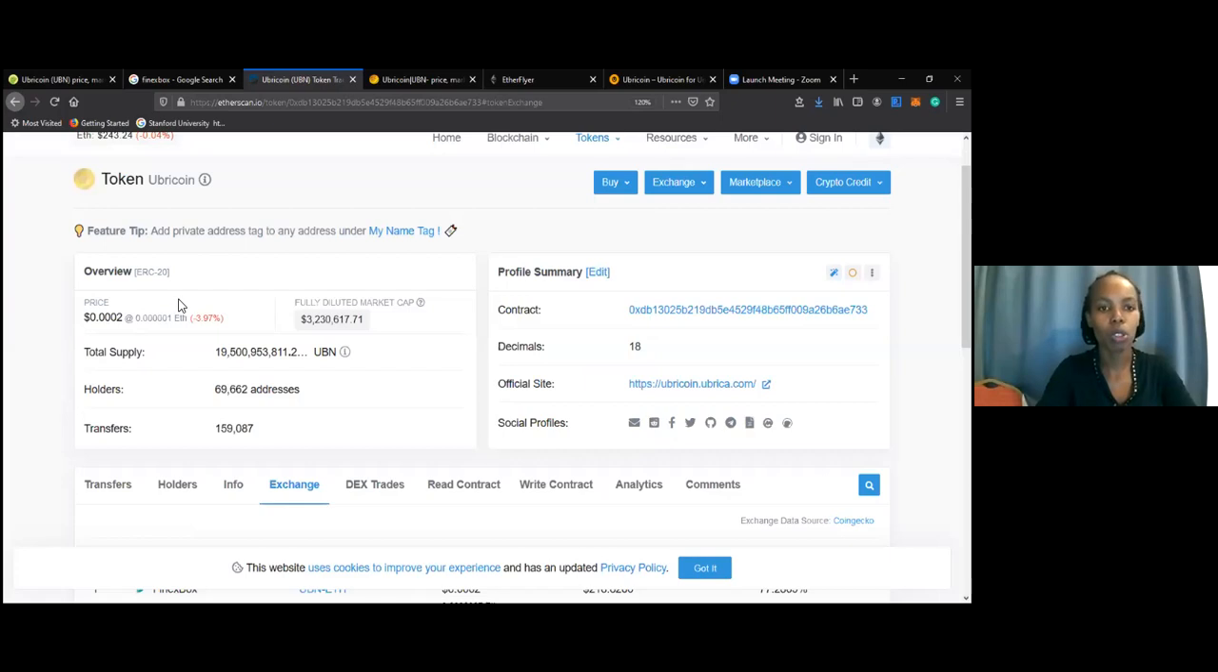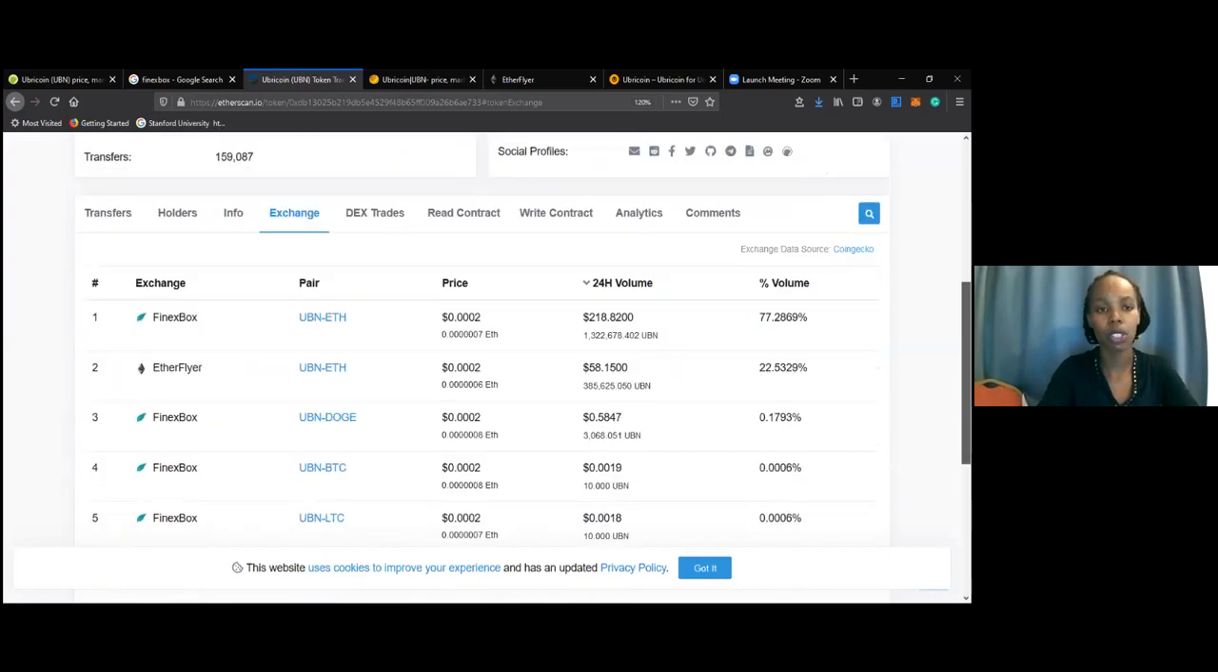And then we have the total fully diluted market cap. That is basically the total amount of Ubricoins that were created times the price to get the fully diluted market cap. Then we have the number of holders, and we have seen this increasing every day, and we really appreciate this, because we know people are doing great work out there, making sure that they're bringing their friends in the market. And then we have this part where we have exchanges. So if at all you want to go to an exchange, this is a very nice place for you to start.